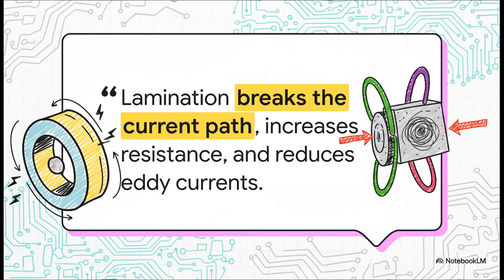Think about it this way. If you try to stir a big whirlpool in a solid disk of pizza dough, it's pretty easy, right? But what happens if you cut that dough into individual slices? Well, a big whirlpool can't form anymore. It's all broken up. Lamination does the exact same thing to eddy currents.